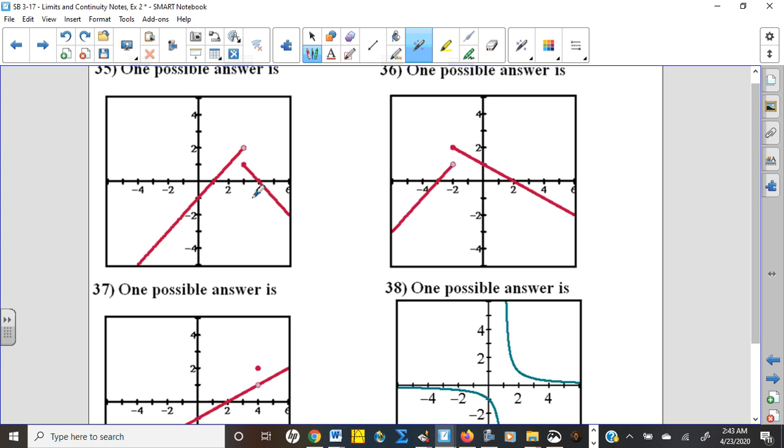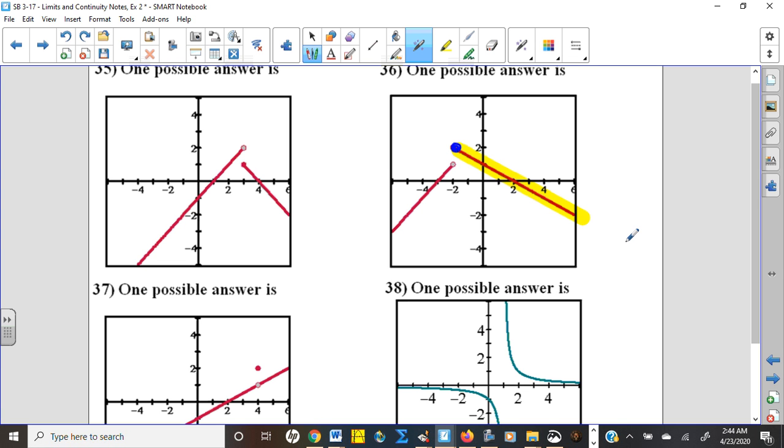Number 36 says f of negative 2 exists. So once again, at negative 2, we're going to have a point. This one gets a little more specific. It says the right limit as x approaches negative 2 is equal to the function's value at that point. So you had to have this part of your graph end at the function's value at that point. You had to have this closed hole on the right part of the graph.